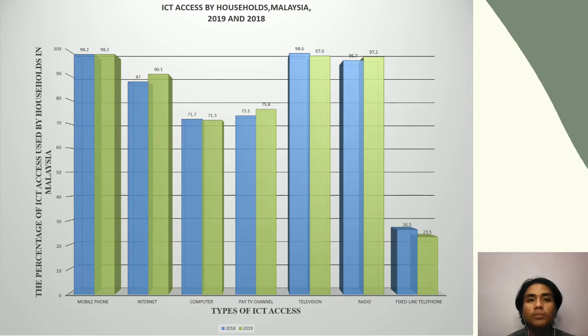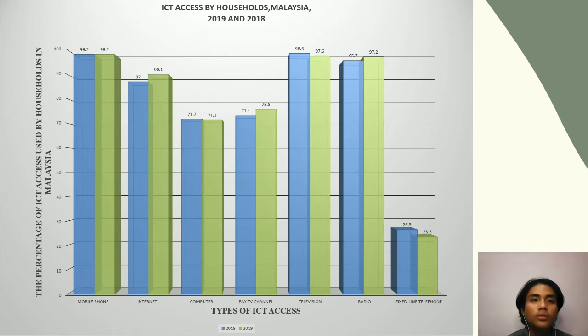The bar chart has two main features, an x-axis and a y-axis. The x-axis of the graph shows the type of ICT access being compared, and the y-axis of the graph shows a given value, a percentage used by households in Malaysia. The blue color legend represents the percentage of ICT access used by households in 2018, while the green color legend represents the percentage of ICT access by households in 2019.